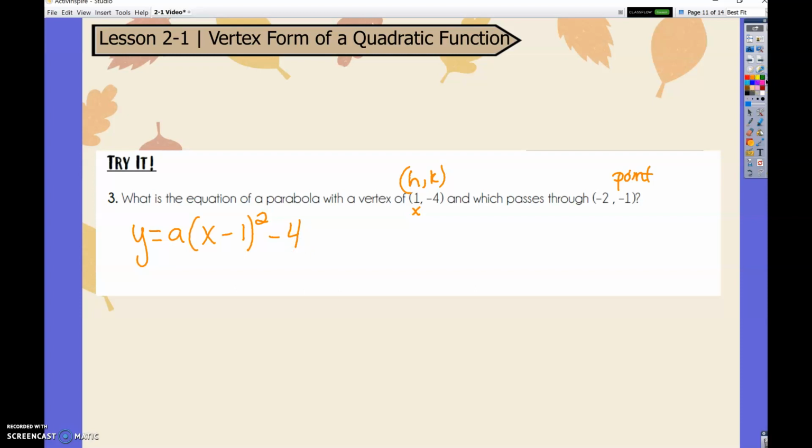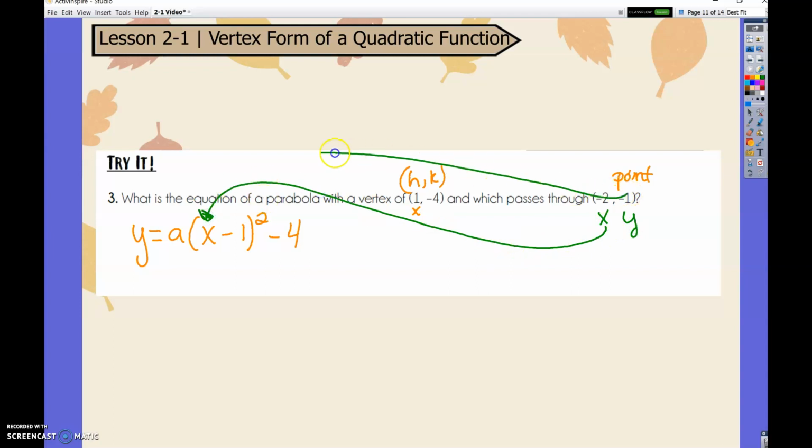To solve for the a, I'm going to put this x and this y in place of the variable they represent. So I would have my -1 in here. I'm sorry, my -2 in there for x. I almost made that common error there. And now I will continue to solve.